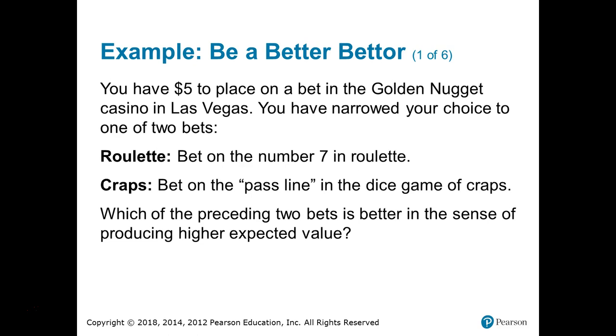Which of the preceding two bets is better in the sense of producing higher expected values? And what we mean by expected values is, as you play a game an infinite number of times, what can you expect to be your mean result? And your mean result's going to be different than what you'll actually get from any individual result. What we're saying is, as time goes on, if you average out all of your winnings or your losings, you're going to get this expected value. And it's always going to be a negative value, because if it was positive, the casinos would lose money. So don't be shocked if your expected value comes out to be negative.